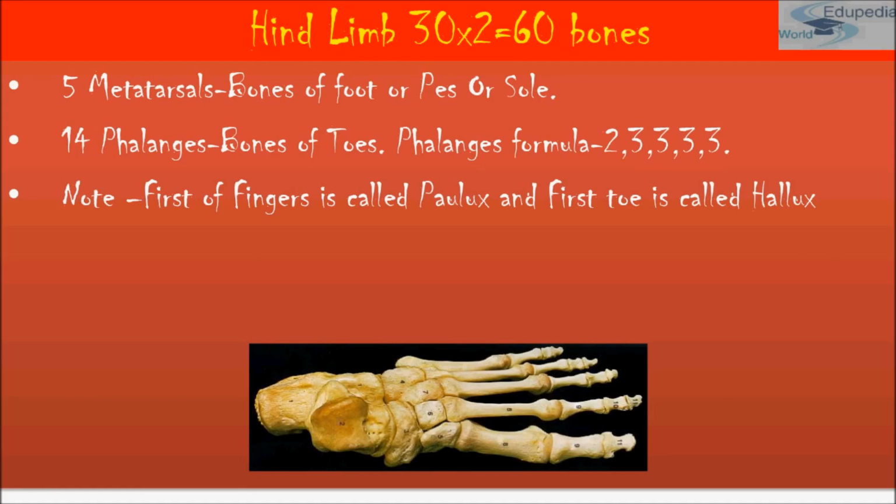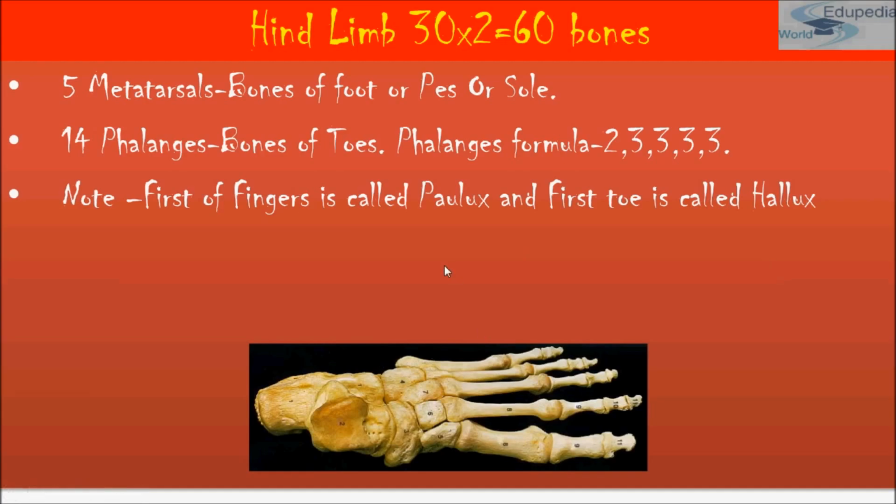And then comes your phalanges, that is your bones of toes, and they are 2, 3, 3, 3, 3. That means in the big toe there are only 2 bones, and in the rest of the other toes there are 3 phalanges, the bones. Okay, note, first of the fingers is called pollex and the first toe is called hallux. First toe is known as hallux and the first finger is known as pollex.